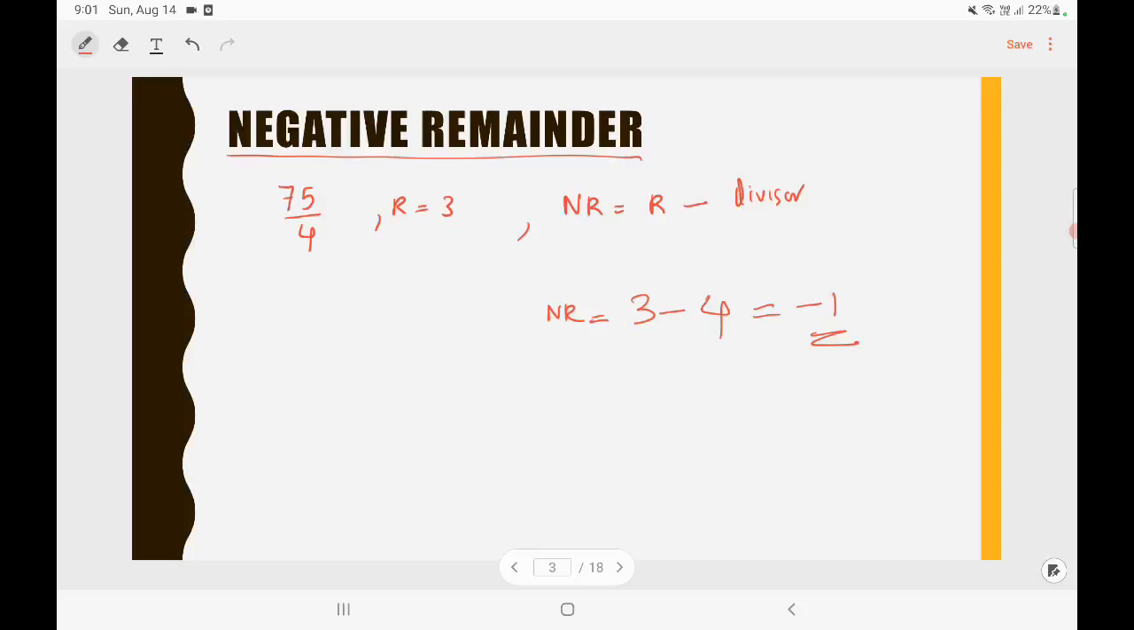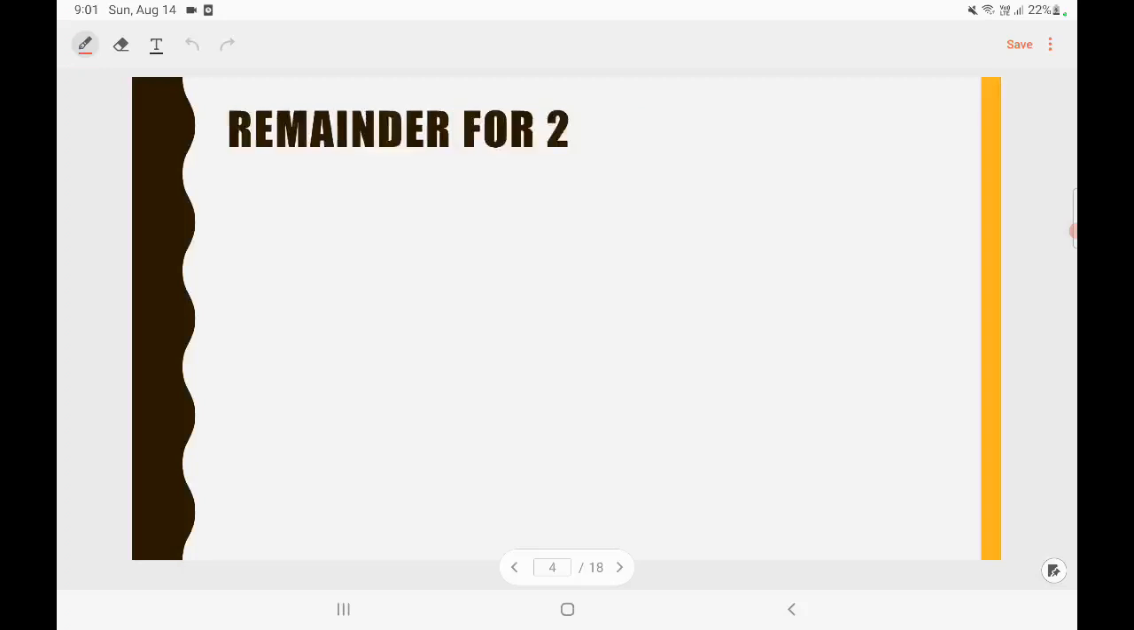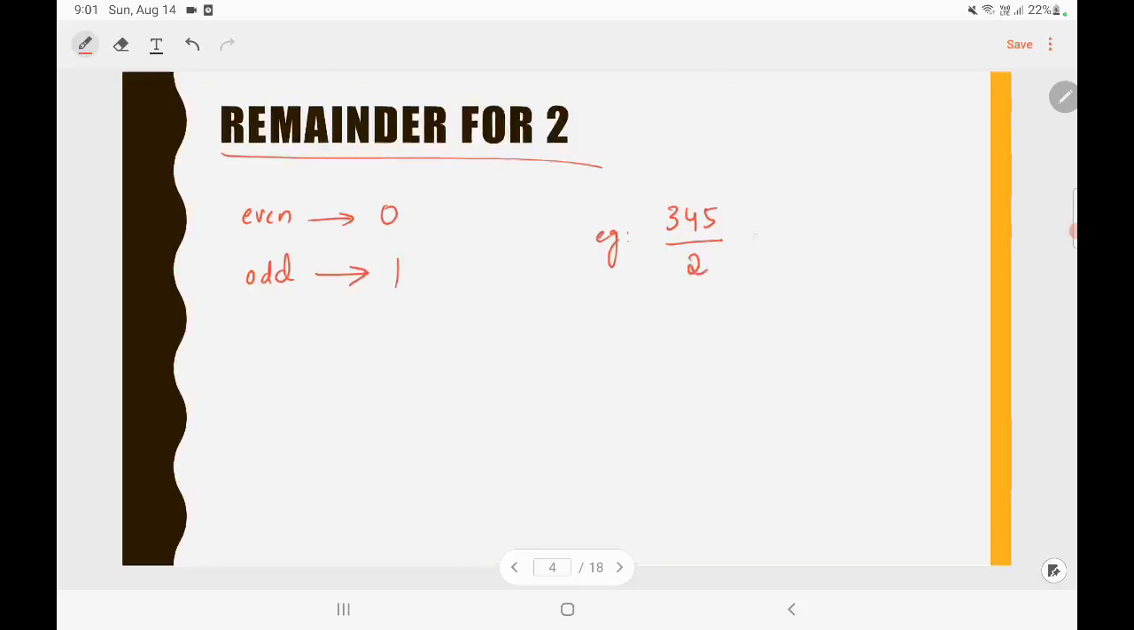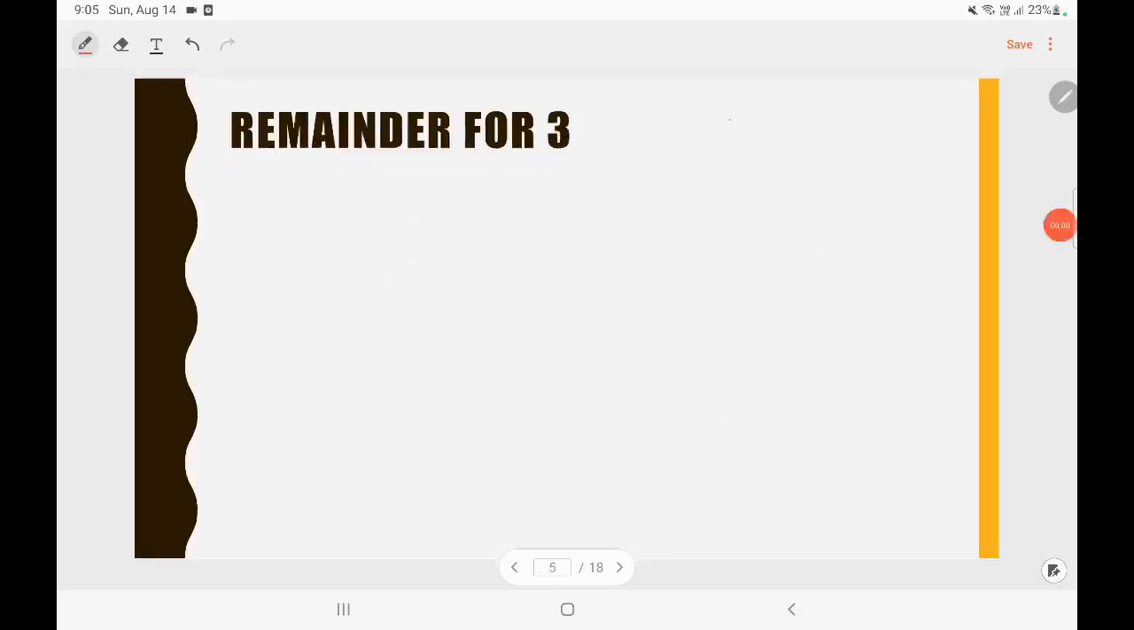Okay, so now we'll be moving on to the remainder theorems of various numbers. First we will look into remainder theorem for 2. What is the remainder theorem for 2? It's very easy. If an even number is divided by 2, the remainder is 0. If an odd number is divided by 2, the remainder is 1. For example, if you take a number 345, this is an odd number. So if you divide 345 by 2, you will get remainder is equal to 1. Similarly, if you divide 248 by 2, which is an even number, you will get remainder as 0.